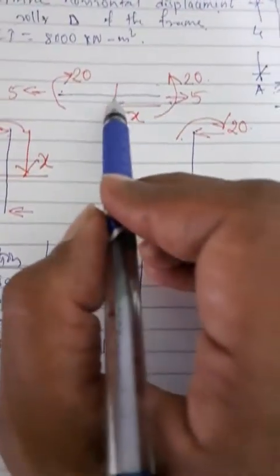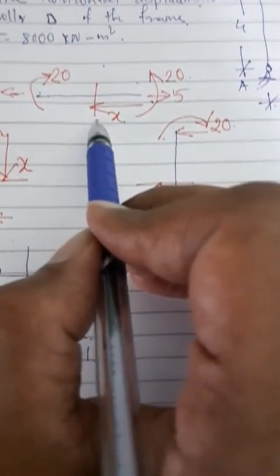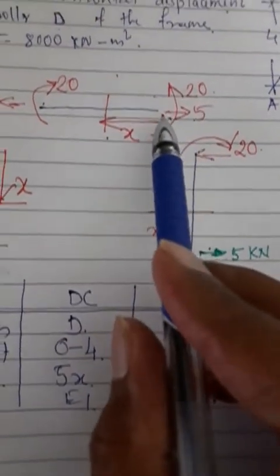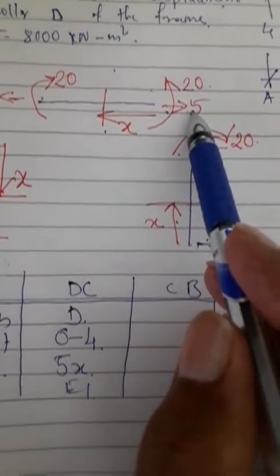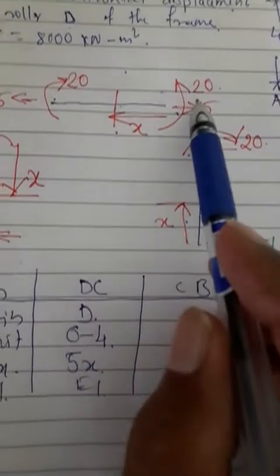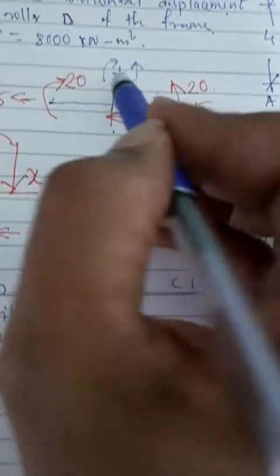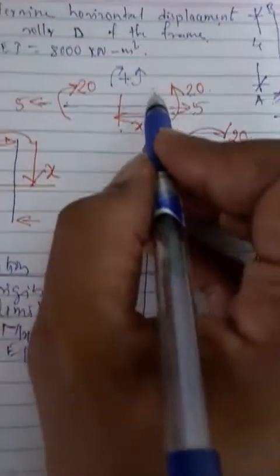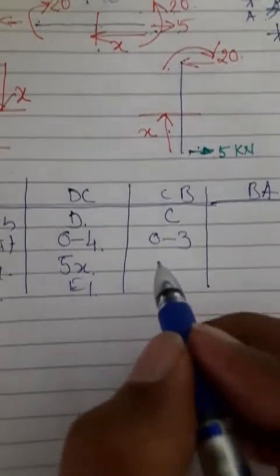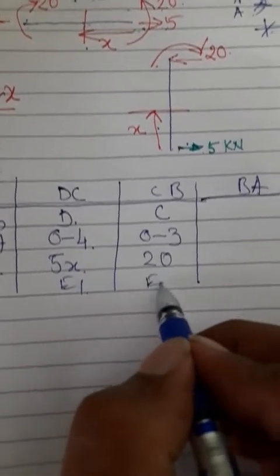Now come to section BC. At this point, two forces are there: the 5 kilonewton load, and this couple, 20 kilonewton meter. Perpendicular distance for 5 is 0, so this does not produce any moment at this section. Bending moment at this section, again my same sign convention: right hand side anti-clockwise positive, left hand side clockwise positive. So moment at this section is only 20. Origin is C, limits are 0 to 3, couple is 20, EI value.